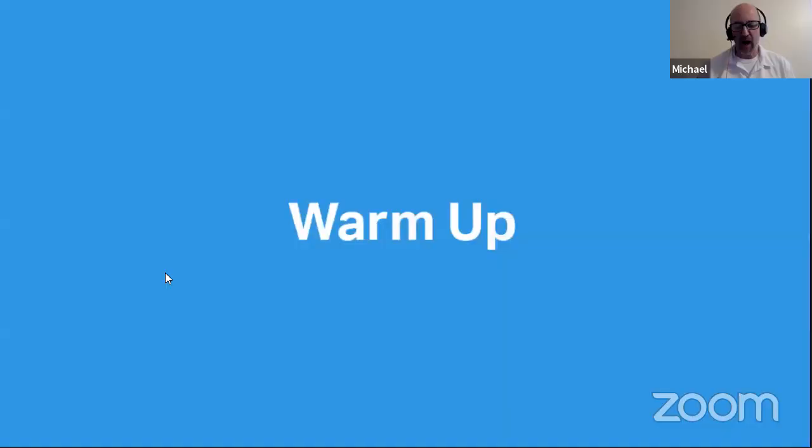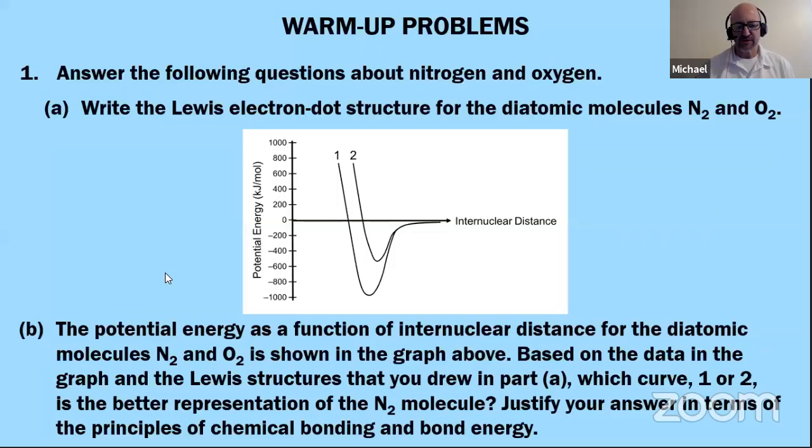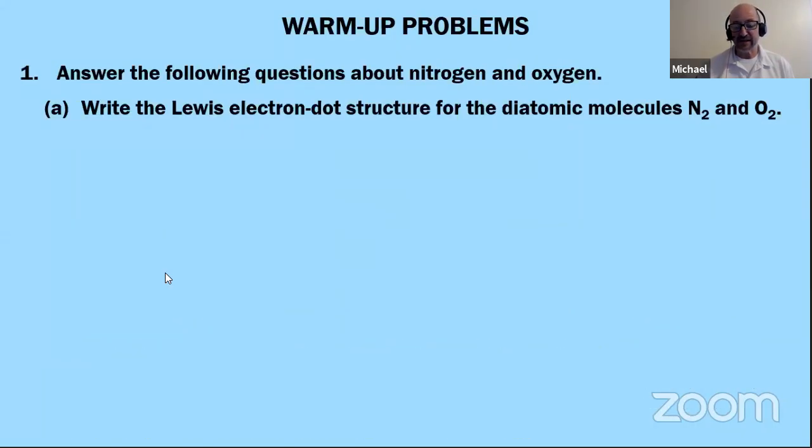For our warm-up problem today, this would be the free response question that I had presented in yesterday's lesson. So part 1 was answer the following questions about nitrogen and oxygen. Part A, write the Lewis electron-dot structure for the diatomic molecules nitrogen N2 and oxygen O2. Now, we did not look at that yesterday in terms of a skill for how to write Lewis electron-dot structure.